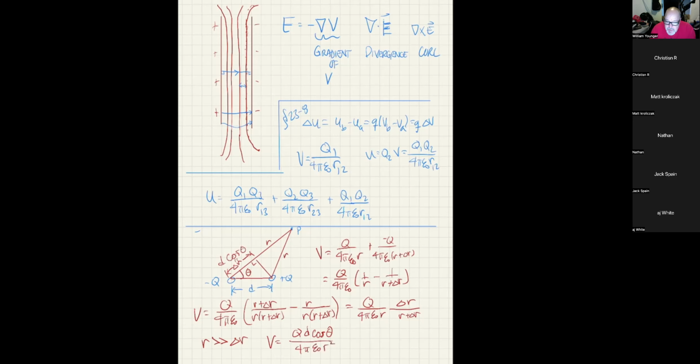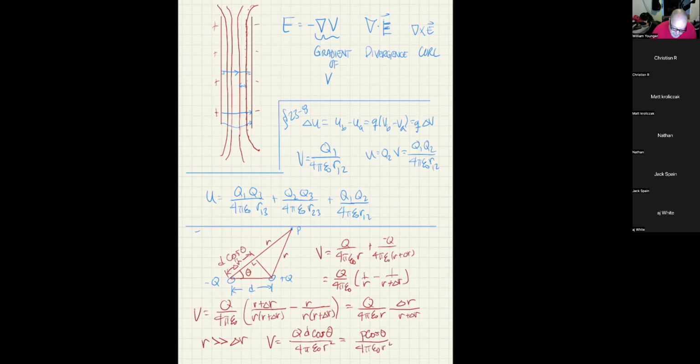And you probably recognize that symbol, Q times D. That actually is the dipole moment. So we can actually just call this P cosine theta over 4 pi epsilon naught R squared.